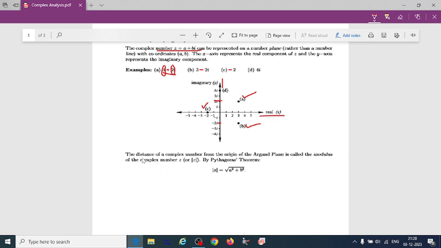And one more thing, the distance of the complex number from the origin of the Argand plane is called the modulus of the complex number. We represent it by mod z. What is mod z here? The distance of the complex number from the origin of the Argand plane. Sometimes we write r, mod z is equal to r, for a plus ib or x plus iy. So mod of z is equal to root of a square plus b square, the root of real part squared plus imaginary part squared.